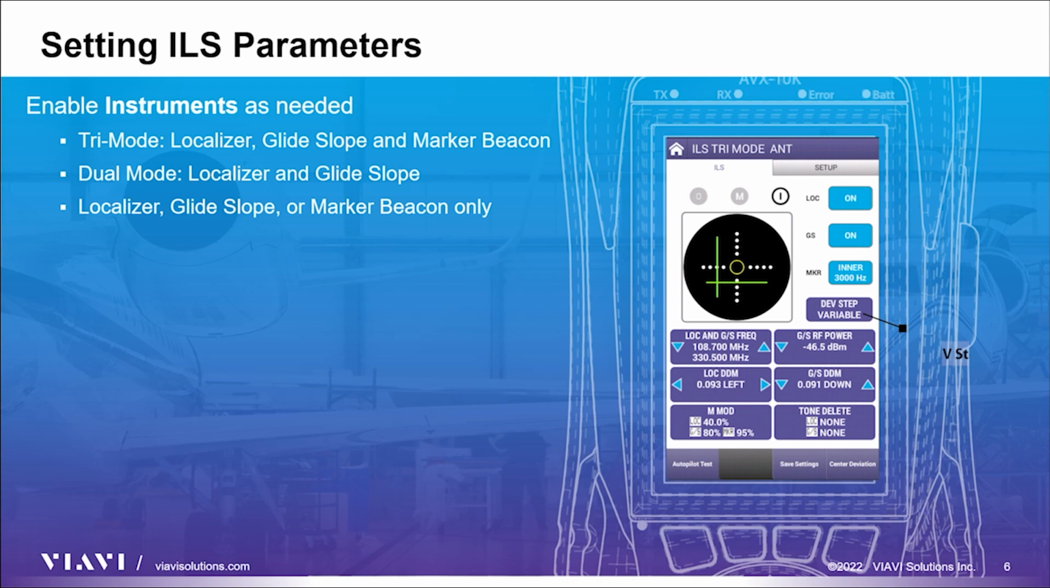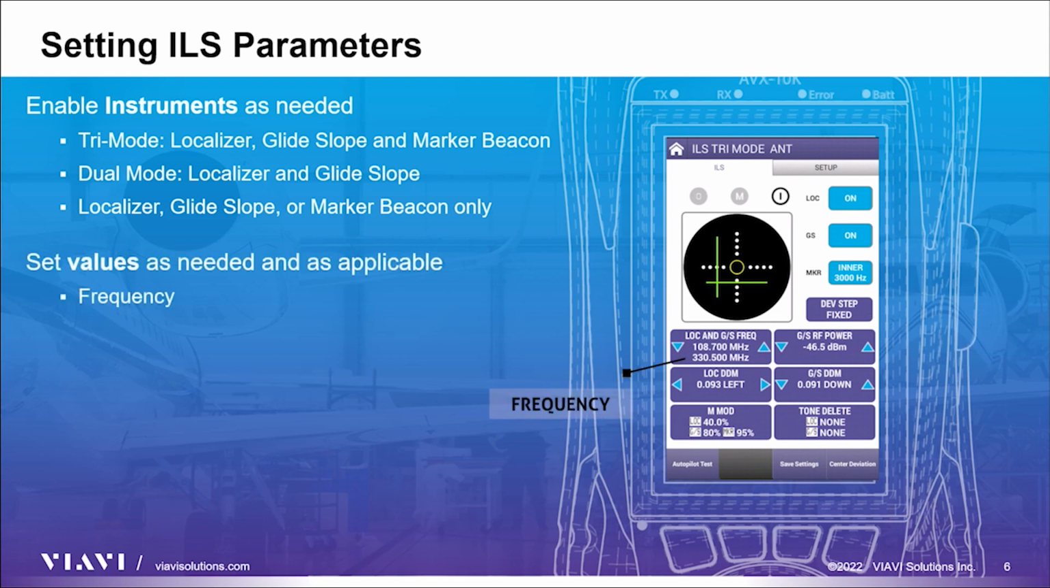The dev step field can be toggled between fixed and variable and will affect both the localizer DDM and glide slope DDM fields. The localizer and glide slope frequency fields can be adjusted. The adjustment values will depend on the frequency input type selected as defined in the setup. The RF power for the glide slope signal can be controlled as well. This is the case for both dual mode and tri-mode conditions. To control individual instrument power, just that instrument must be enabled.